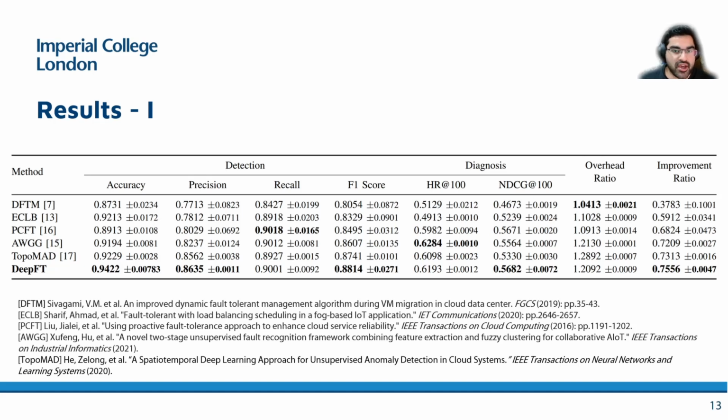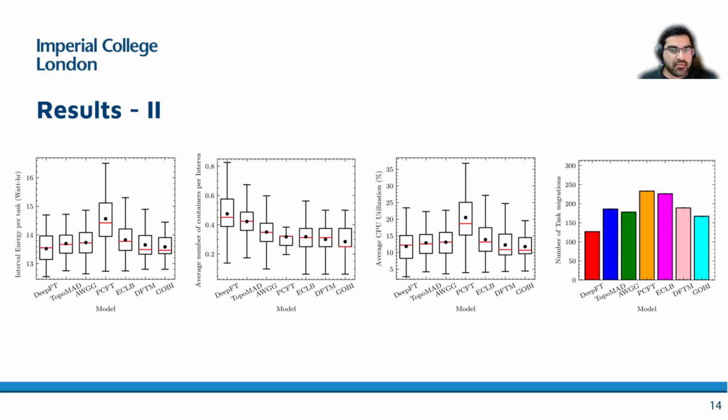So these results compare the detection, diagnosis, and fault classification performance of DeepFT with 5 state-of-the-art methods. The table shows the detection and diagnosis performance. And clearly, the DeepFT method has the highest detection and diagnosis scores, with also a higher improvement ratio and lower overheads compared to the baseline with the best detection scores, that is Topomap. Here are some results that show that the average energy consumption, response time, CPU, and RAM utilization in case of using the DeepFT model are actually lower than when we use the baseline methods.